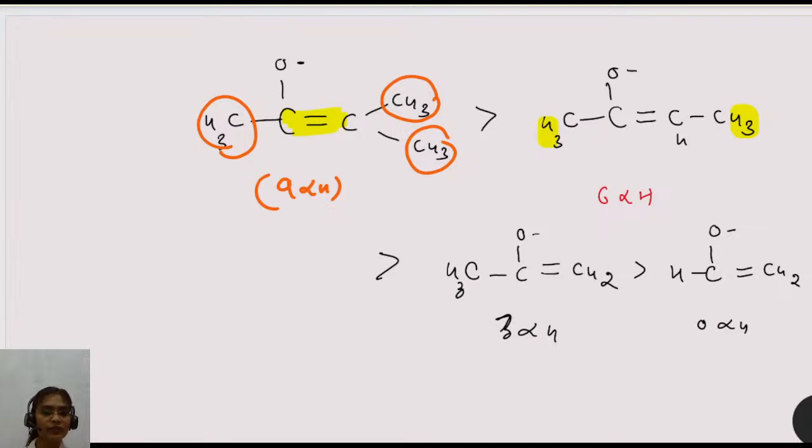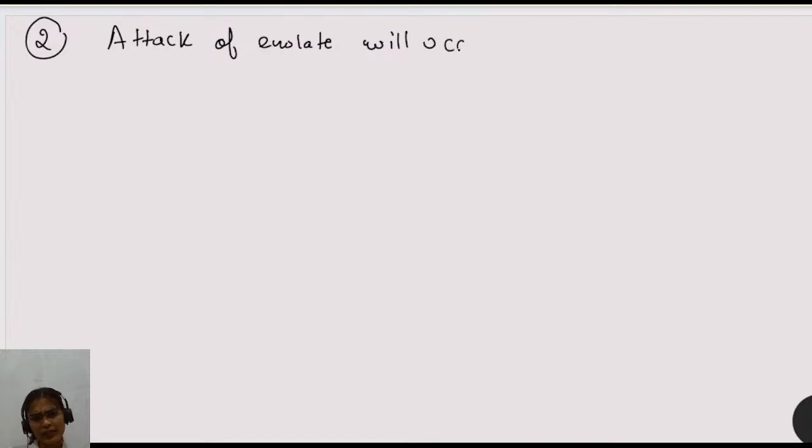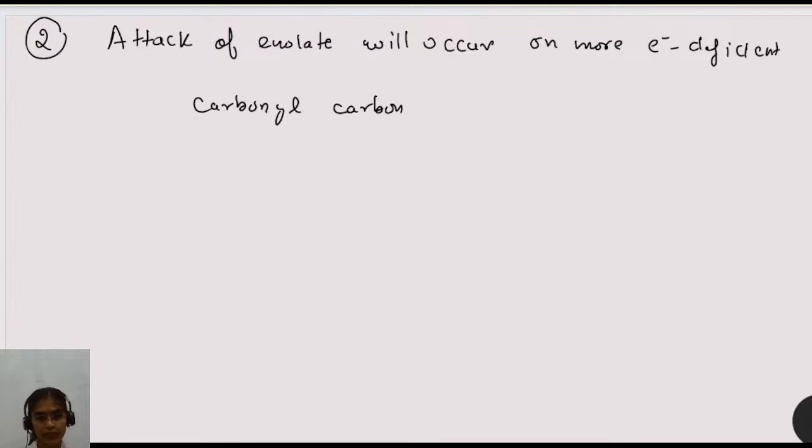Now the factor number two. How about factor number two? That is the second factor, attack of the enolate ion. There's point 2, the attack of the enolate ion. Enolate attack will occur, I will tell you how, on the more electron deficient, more deficient carbonyl carbon. Okay, so like this.